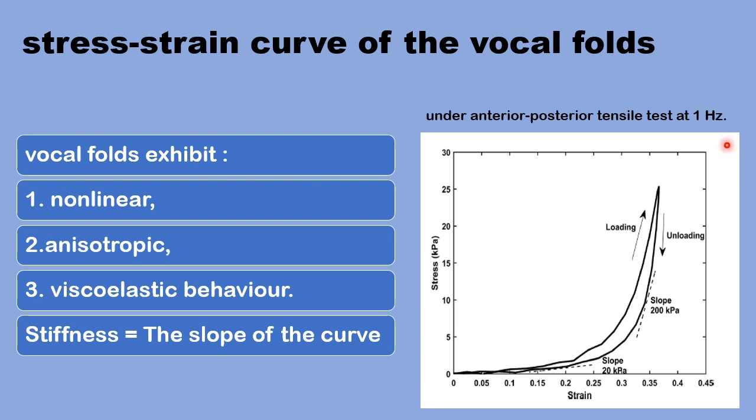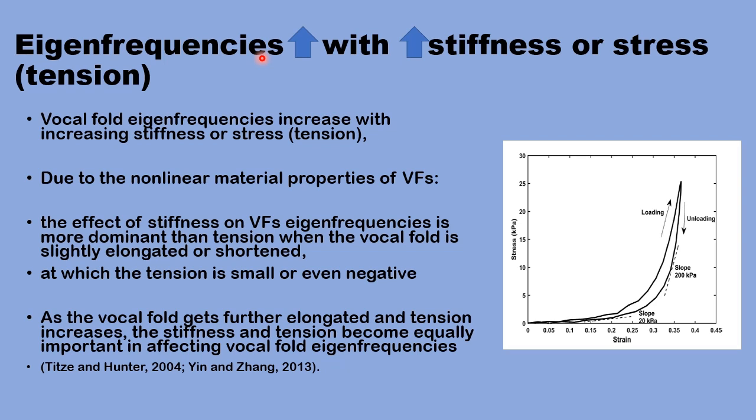The plot shows that the vocal folds exhibit three mechanical properties. The stiffness is not linear, it's nonlinear, as we have just discussed, and the strain is not equal in all directions, that's another property. And the vocal fold also has some viscoelastic behavior, as we are going to discuss in the next few slides. Again, the frequency of the vocal folds increases with the increase of either the stiffness of the vocal fold or the stress, the tension applied on the vocal folds during phonation.